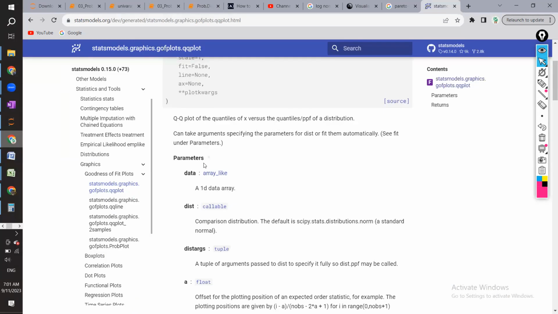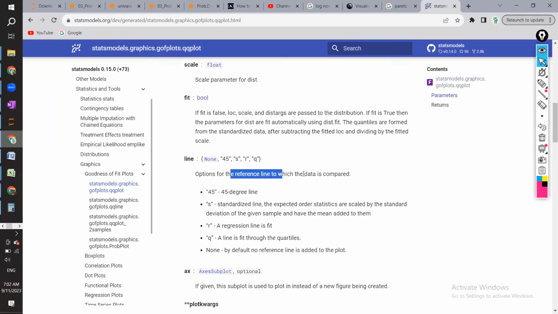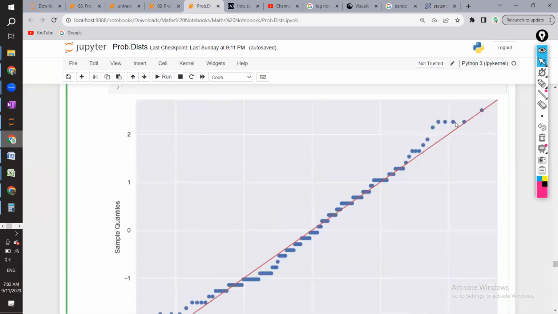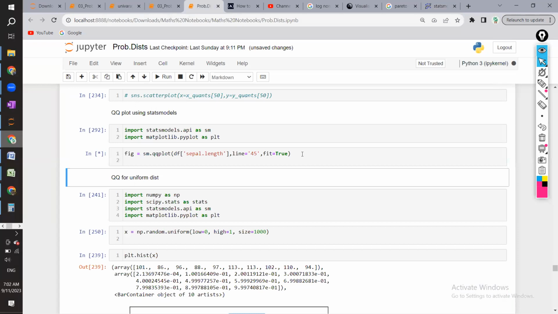And after that, see line. What is line? Line is the option for the reference to which the data is compared. It can be a 45-degree line, a standardized line, a regression line, all different lines. We'll take the 45-degree line, the red color line. Once I plot this, I'll show you.